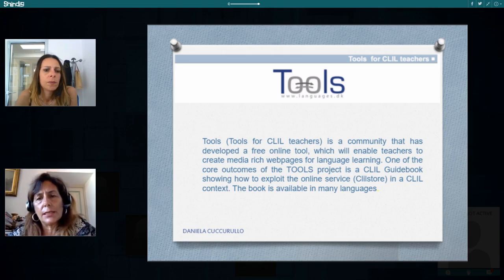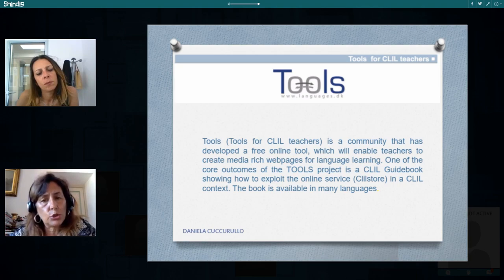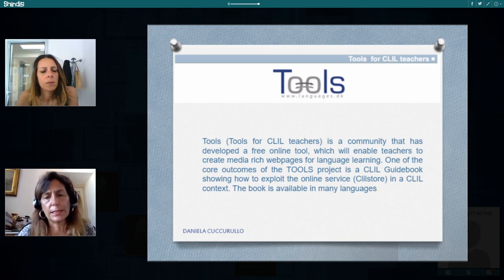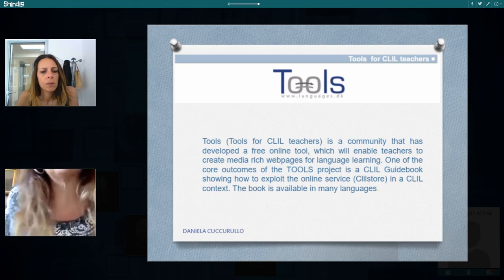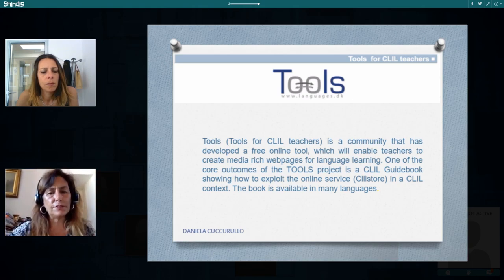But there is also another community that has been created through the language website, whose name is Tools, a community that has created an online tool which enables teachers to create media-rich web pages for language learning. And you can find here a guidebook that shows you how to exploit the online service and find a lot of opportunities in a CLIL context. Of course, you can find these in many different languages.